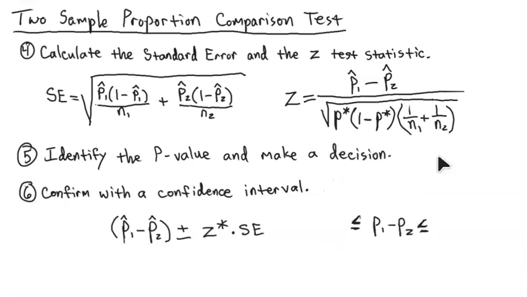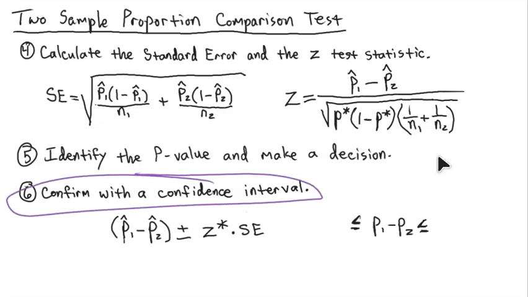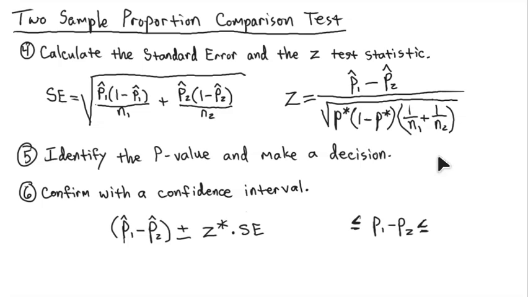Then step 6, the last thing we'll do is we will confirm with a confidence interval. And this is how we calculate the confidence interval. We're going to take the difference of P1 hat and P2 hat. It's the same thing that's in the numerator of this. And again, the NumWorks calculator is going to do step 6 for you. You're probably not going to have to do this by hand.